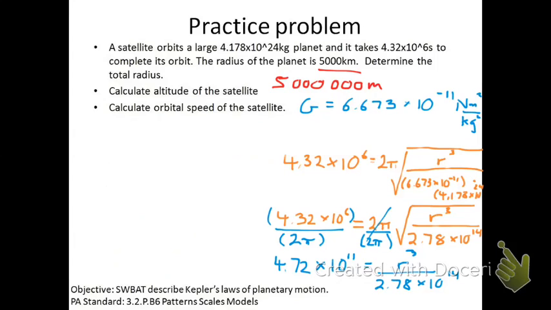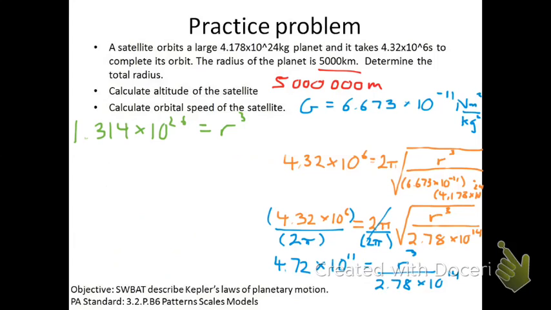And when we do that, we are going to get 1.314 times 10 to the 26 equals r cubed. And the last step here to solve for total radius, since r is raised to the third power, to get rid of the third power, similar to how you get rid of the second power, you would square root it, but with the third power, you would cube root both sides.